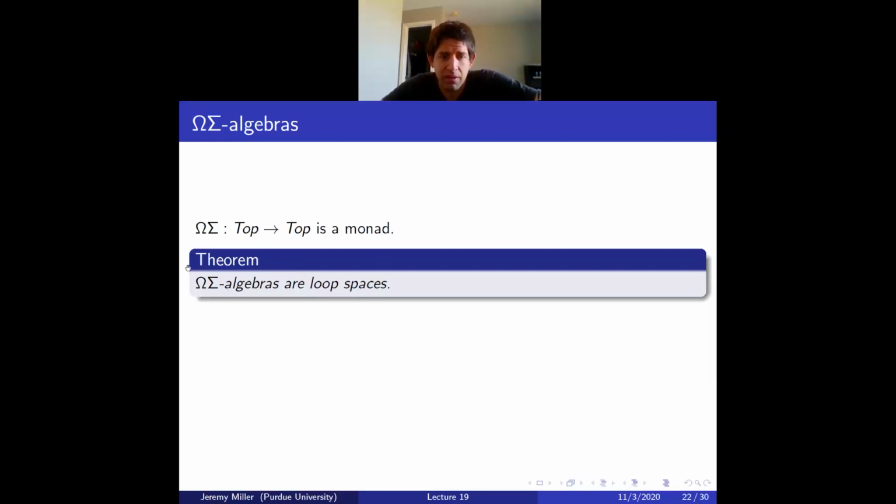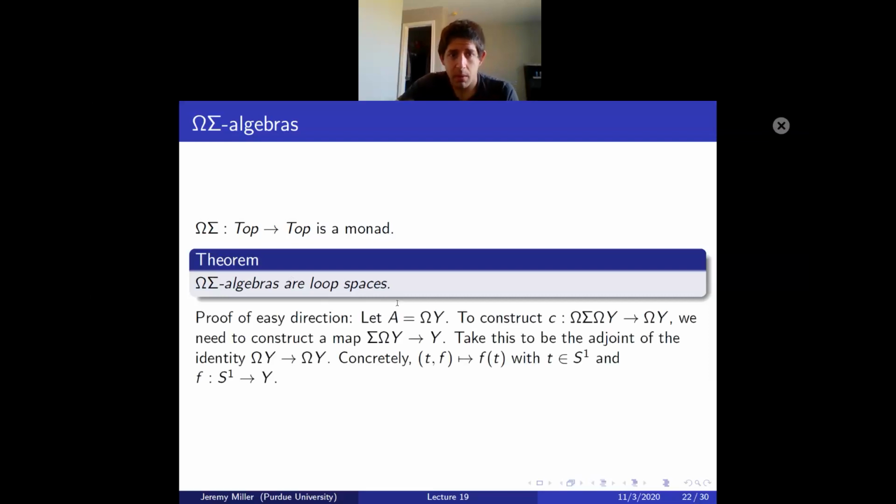This theorem says that the information of being an algebra over this monad is the same as being a loop space. If you're an algebra over this monad, then you are a loop space and vice versa. And if you were to write down a category of algebras over this monad and a category of loop spaces in the most natural way, then the categories would be equivalent. Okay, so let's just talk about the easy direction.